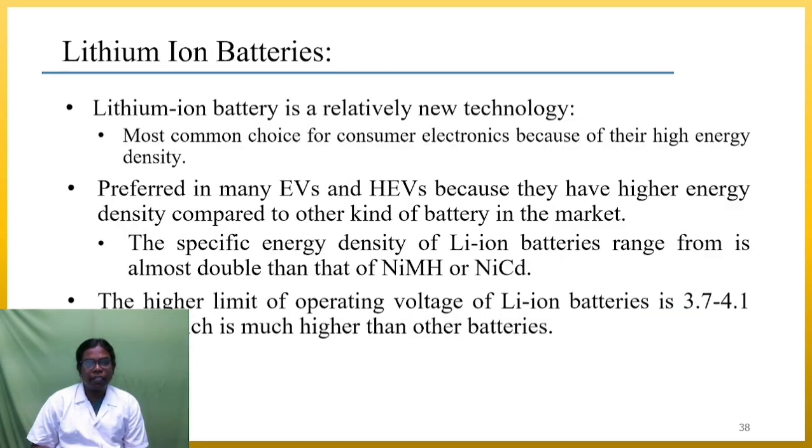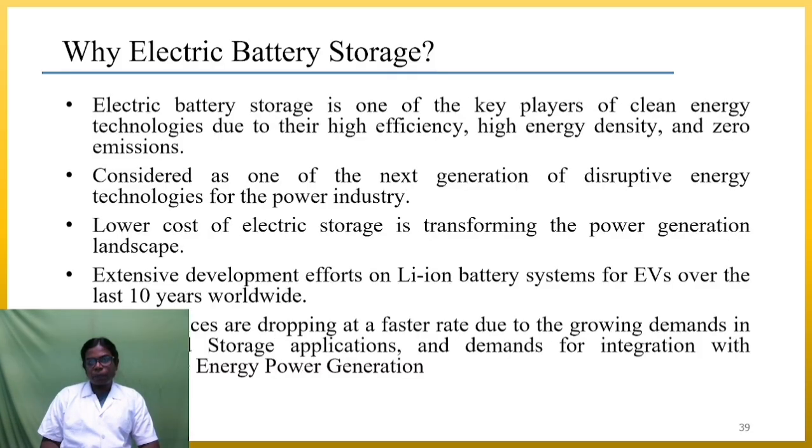The lithium-ion battery is now the main choice in consumer electronics because of its high energy density, and it is preferred in many EVs and HEVs because its energy density is high compared to other kinds of batteries on the market. The specific energy density of lithium-ion batteries is almost double that of nickel metal hydride or nickel cadmium batteries. The higher limit of operating voltage of lithium-ion batteries is 3.7 to 4.1 volts, which is much higher than other batteries.